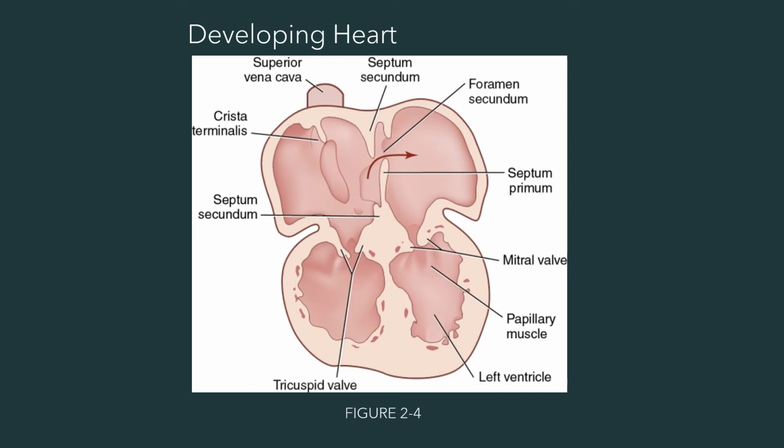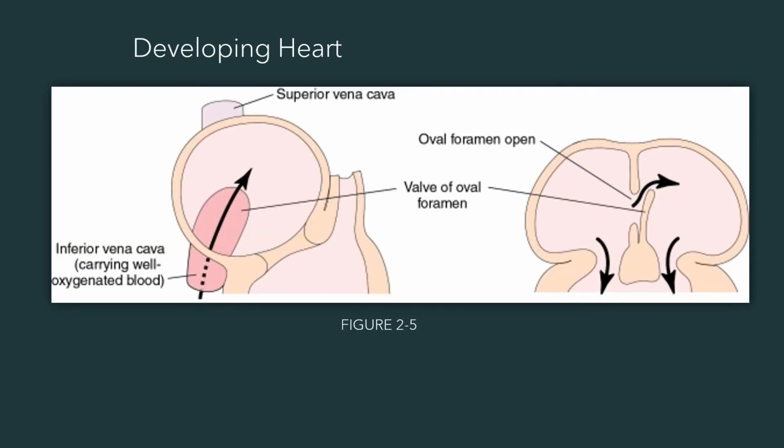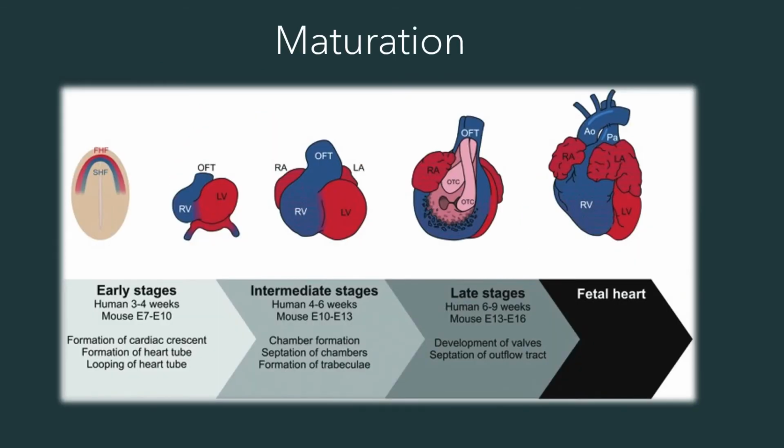Figure 2-4. Frontal view of the fetal heart between weeks 5 and 6, showing the development of the 4 chambers nearing completion. The arrow shows the one-way path through the foramen ovale. Figure 2-5. Frontal view right and side view left schematics of the foramen ovale. The septum primum forms the flap, and the septum secundum remains open to form the foramen ovale. The arrows show the one-way path through the foramen ovale. Maturation.